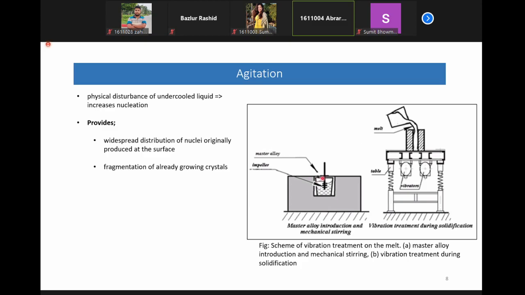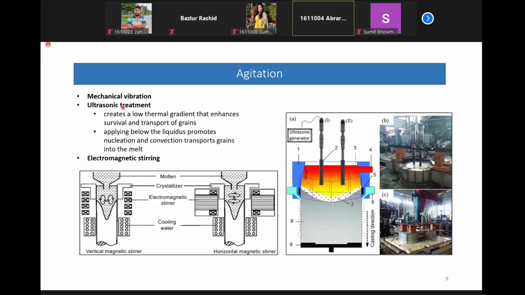So agitation can be done mechanically, but it can also be done in other ways, like in the case of ultrasonic treatment or electromagnetic stirring. In ultrasonic treatment, there will be an ultrasonic generator that is used to generate ultrasonic waves within the melt, and these ultrasonic waves will basically vibrate the melt and cause the agitation.